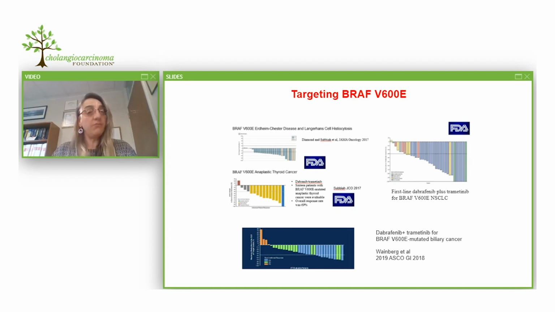It's important to note that in BRAF V600E mutant biliary tumors, there's also really compelling efficacy signal with dabrafenib and trametinib shown here. However, this is not an FDA approved therapeutic option, but clearly I think a target that, when identified in a patient report, is worth pursuing.